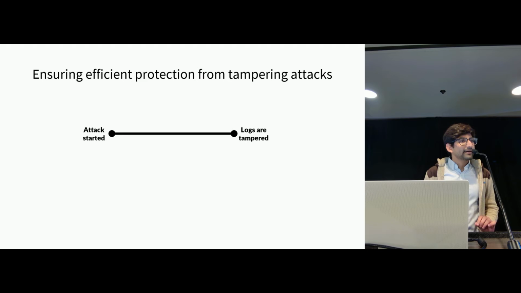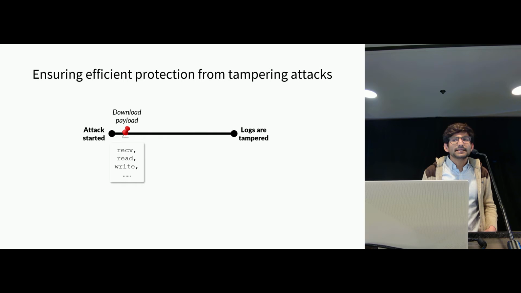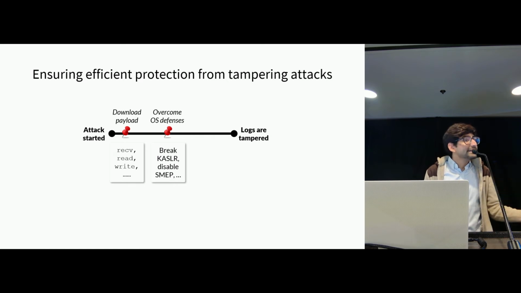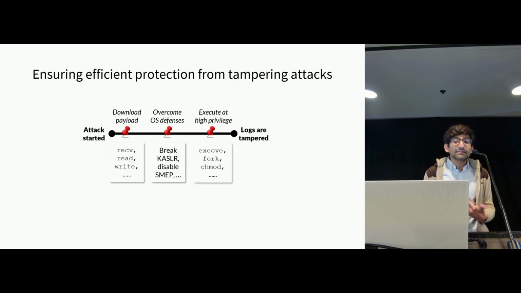Consider a typical remote attack on a machine. What would happen in practice is that an attacker would somehow have to download a payload from a server, executing certain system calls for network and file system events. Then the attacker would have to overcome certain defenses, like break kernel ASLR or allow execution of code. And then finally, an attacker would have to execute code at high privilege, giving them pseudo access to actually tamper with the logs stored on the machine.